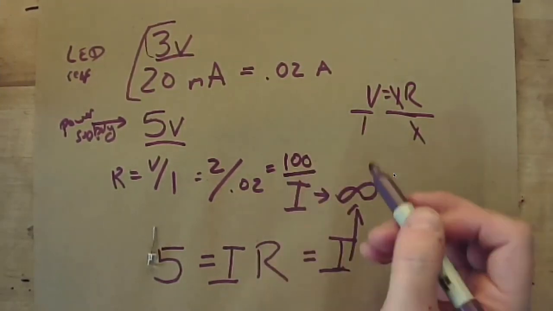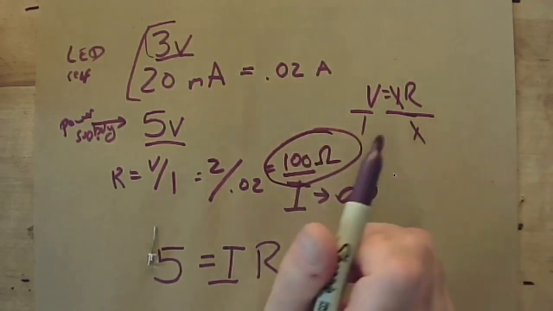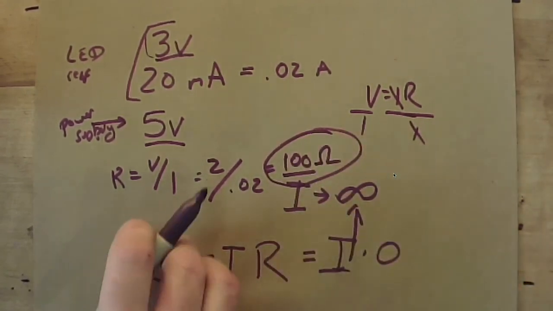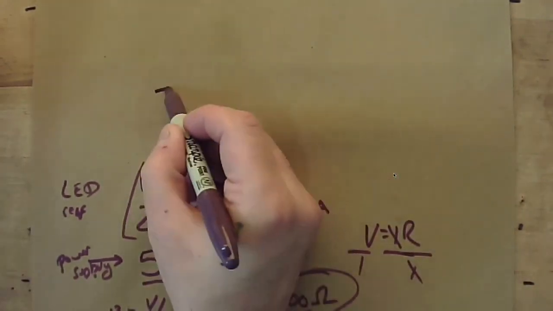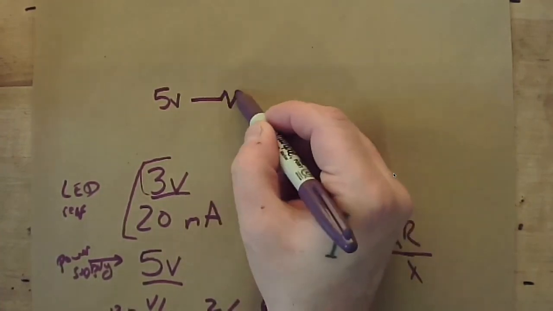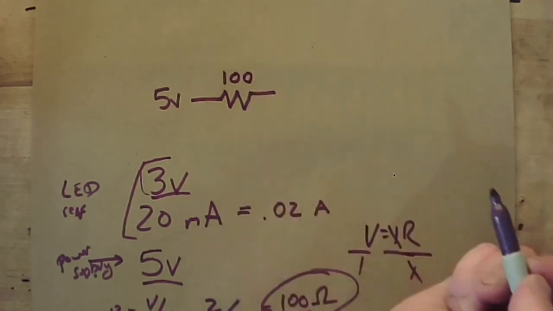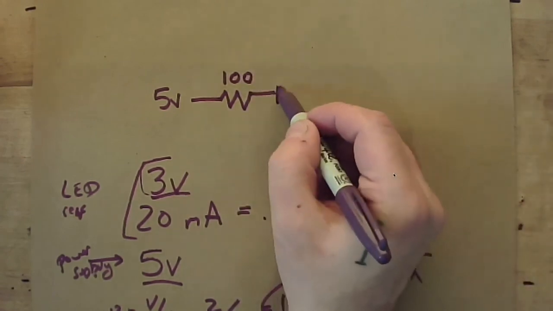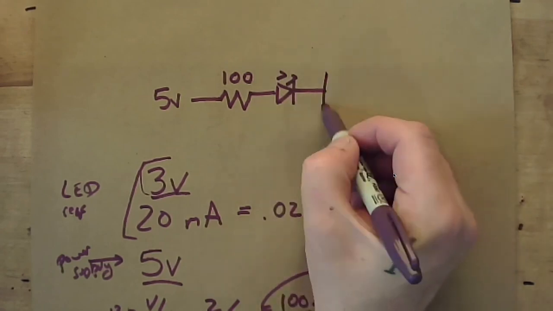So 100 ohms. I'm going to have a circuit where I have my 5-volt power supply, a resistor of 100 ohms, and then I can have my LED, and then ground.